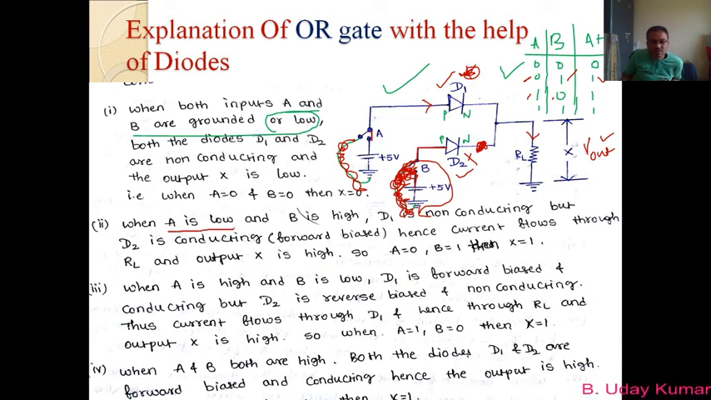When A is low, D1 becomes non-conducting because it will be in reverse bias condition, and when B is high, D2 will be conducting. This case we already discussed in the second case.